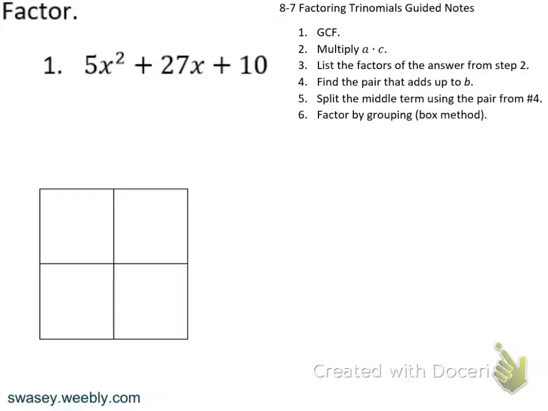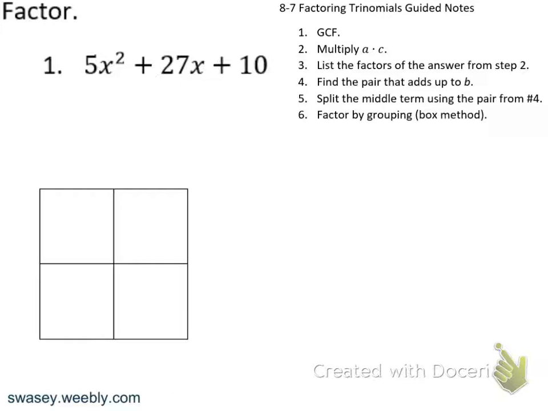In this section, we'll be factoring trinomials. First of all, we should technically always look for a greatest common factor. A lot of times it's 1, so we won't bother factoring it out. But if it's anything else, we'll factor that out. Then we'll multiply a times c.